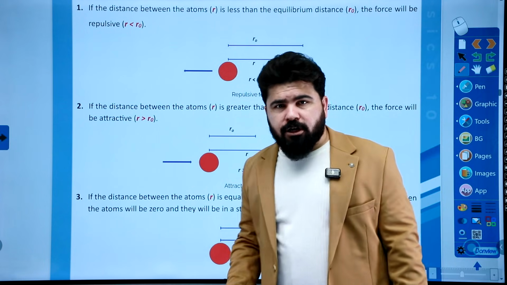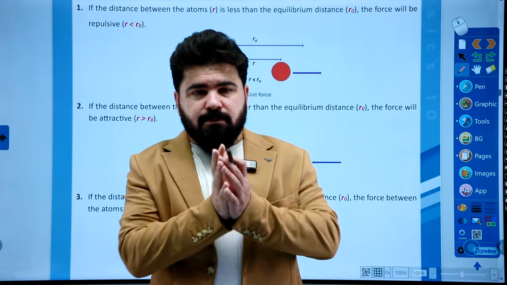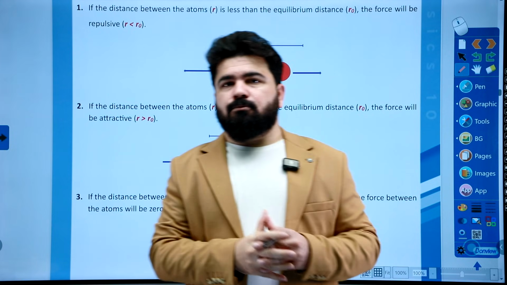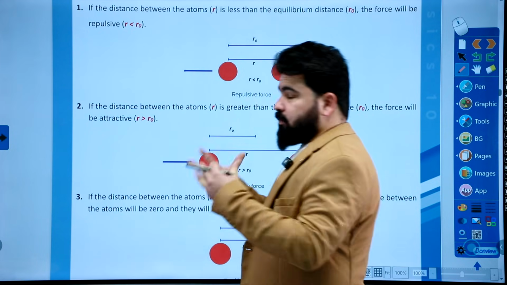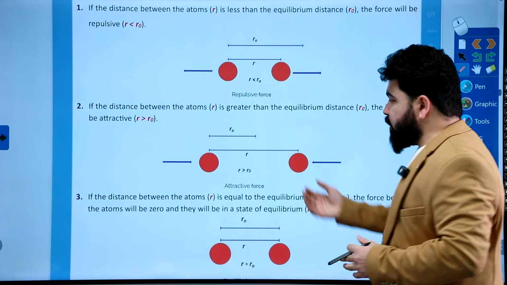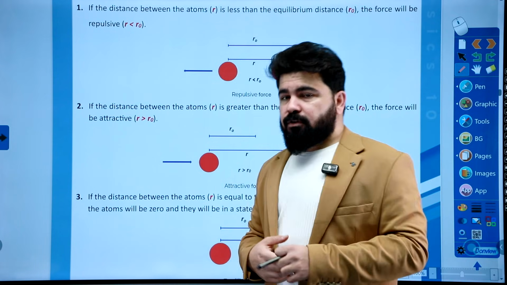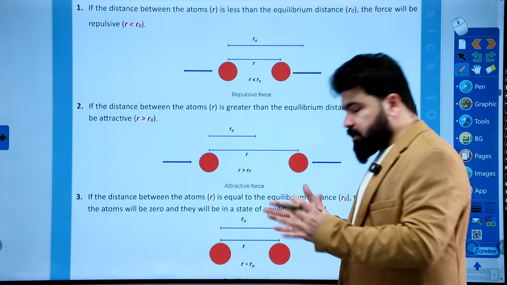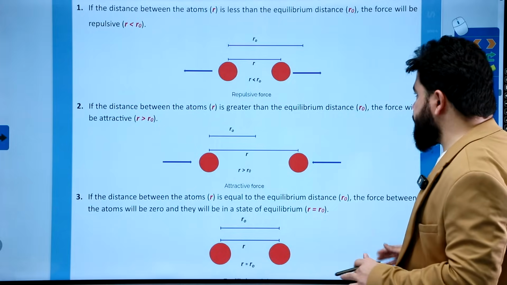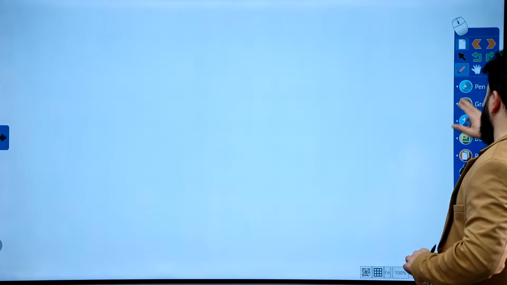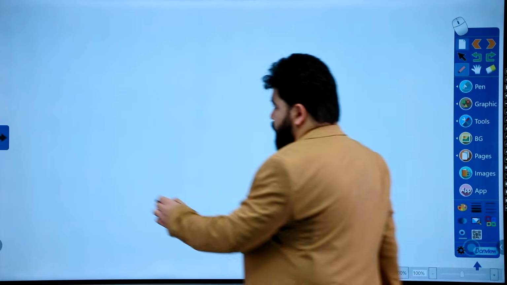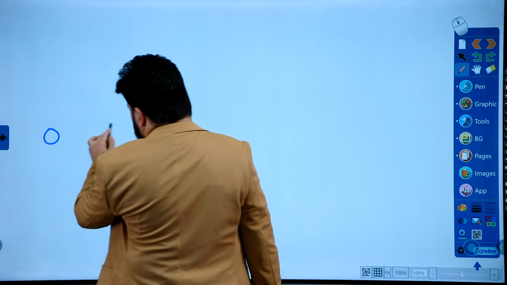You have repulsion and attraction force between atoms. If the atoms become too close, you have what? You have the force which is repulsive. If the atoms are too far away from each other, you have attraction force. And if they are just in the right distance, then the force is in equilibrium. Okay, so let's say these are two atoms.